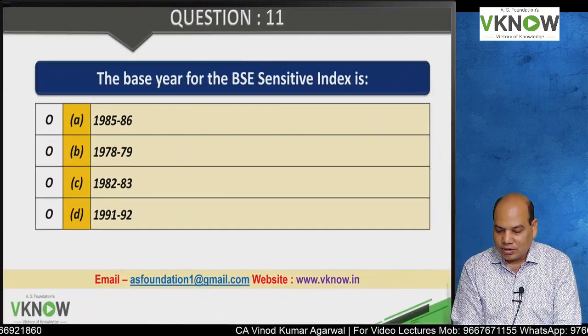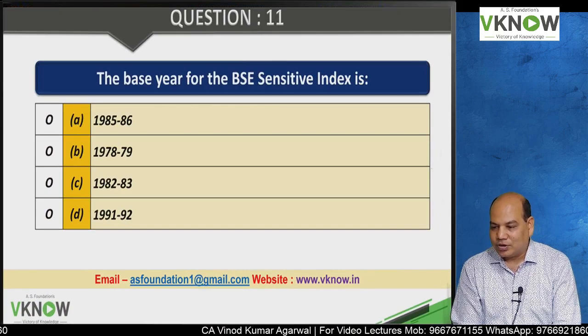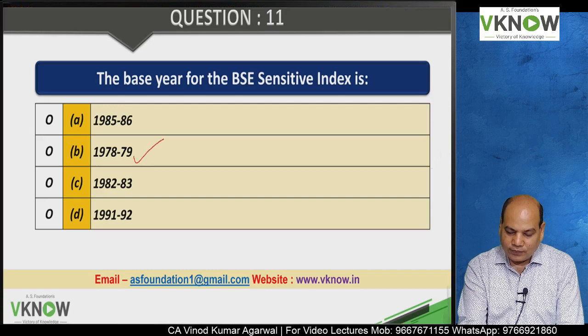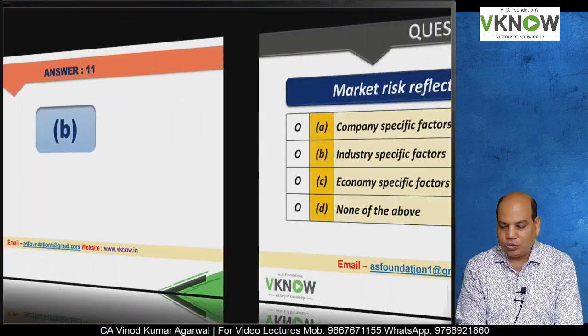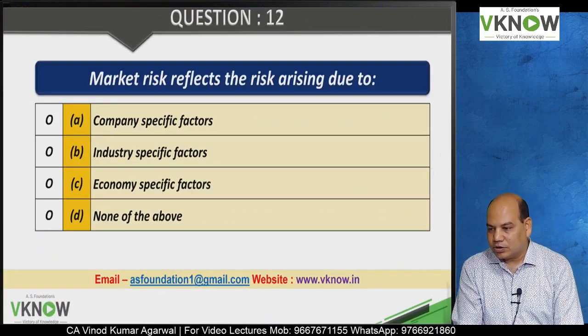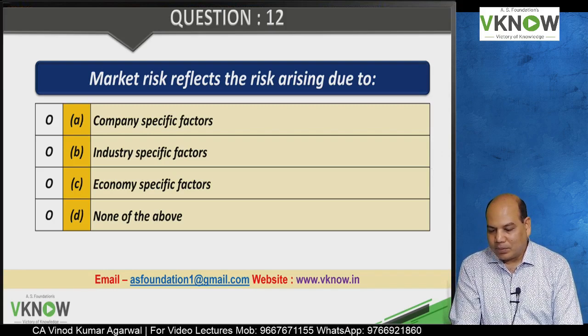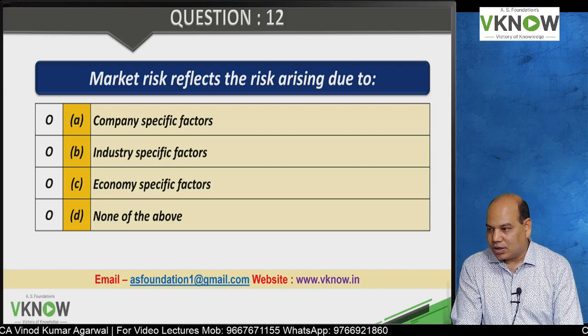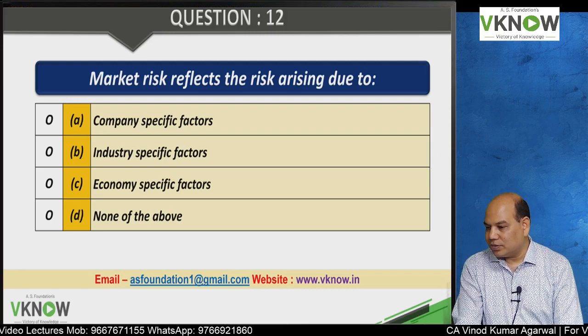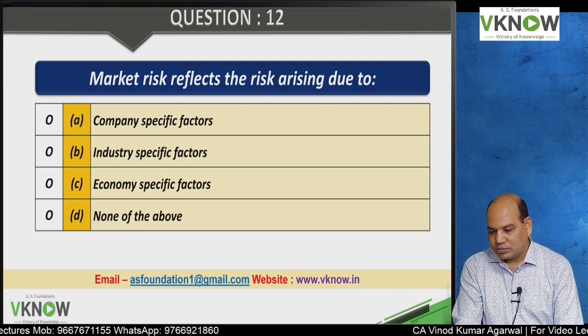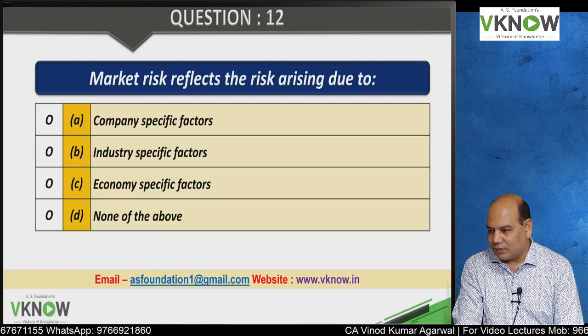BSE Sensex base year is 1978-79. From that time we have been using BSE Sensex. Okay, now we'll go to question number 12. This is from portfolio chapter actually. Market risk reflects the risk arising due to company specific factor, industry specific factor, economic specific factor, or none of the above. Answer a little fast. Market risk reflects the risk arising due to.